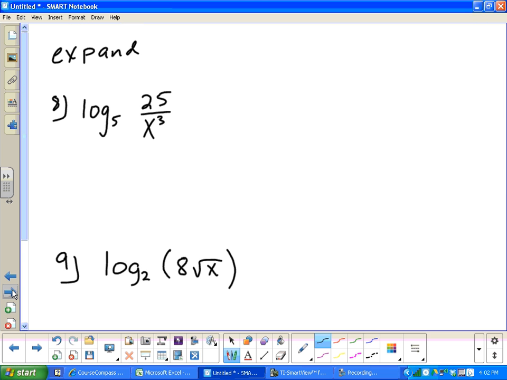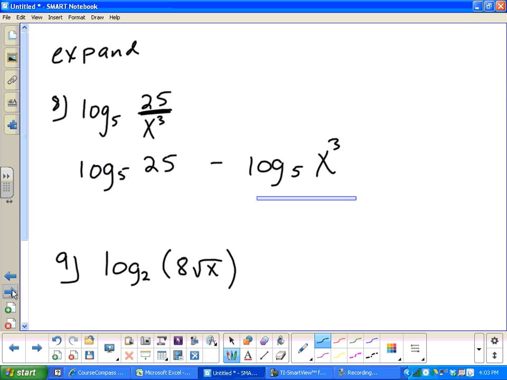All right, on 8 and 9 here, we're asked to expand these, and what we're doing is using our properties. Recall that number 8 is using the quotient property. So with that division, I can expand this into 2 logarithms that subtract. Now I can keep expanding, especially with the second logarithm. I can use my power property on the 3 and bring the 3 out in the front. So we'll just erase it and put it in the front right there.